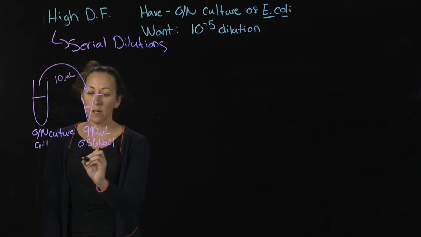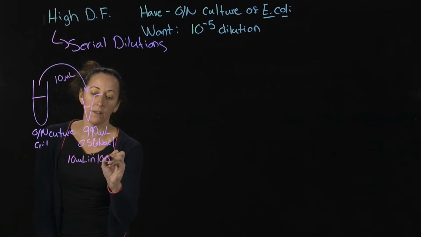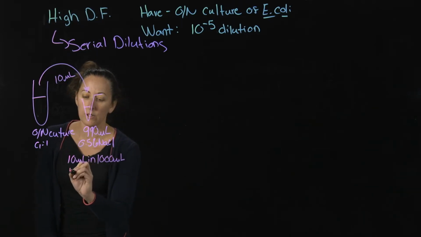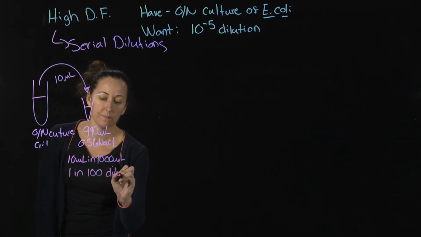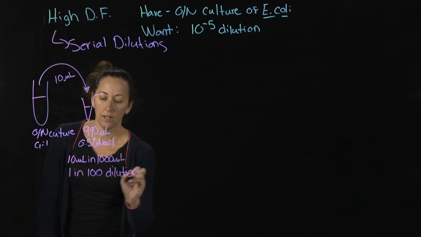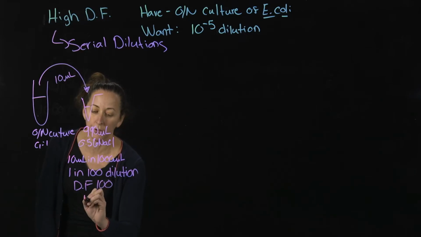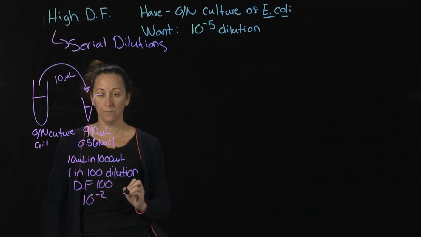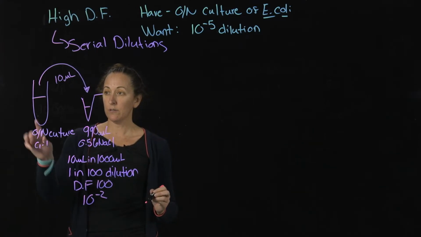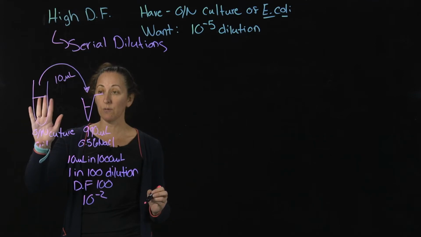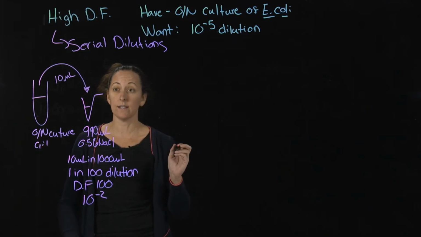So that's 10 microliters in 1,000 microliters, which is a 1 in 100 dilution. A dilution factor of 100, or we can also write that as 10 to the negative 2. There are several ways of saying the same thing. So now we went from not diluted, or a dilution of 1, down to 10 to the negative 2. We still have a little bit of a ways to go to get to 10 to the negative 5.